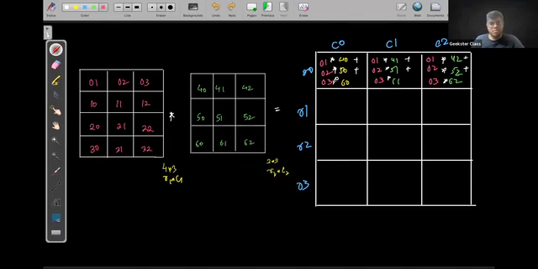So it will be 10 into 40 plus 11 into 50 plus 12 into 60. Very good. That is R1 of the first matrix with C0 of the second matrix. That is 10 into 40 plus 11 into 50 plus 12 into 60. This is what we are going to do.